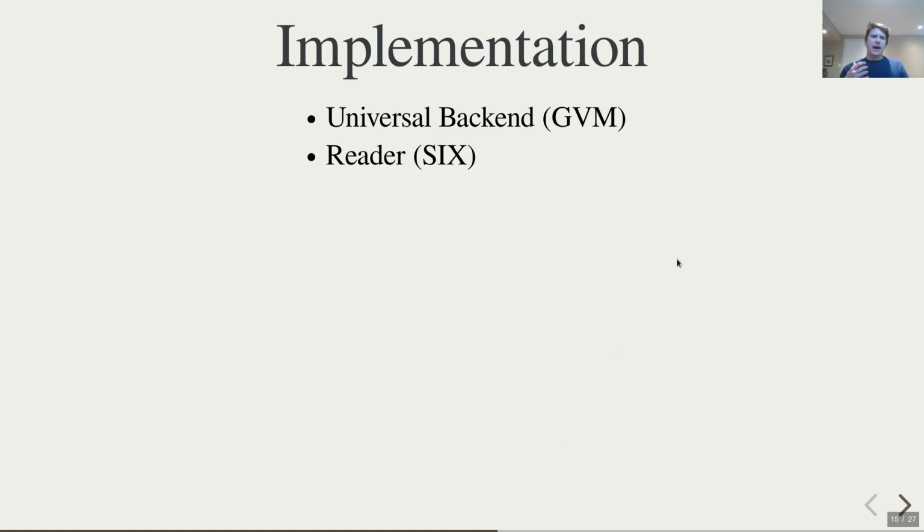Now, how all this is built, you have basically two building blocks. You have what Gambit calls its universal backend, which is a way to compile the GVM to any number of targets. For us, we're interested in the JavaScript target. And the reader, the six reader, which implements the reader macro and other macros in order to do the conversions.